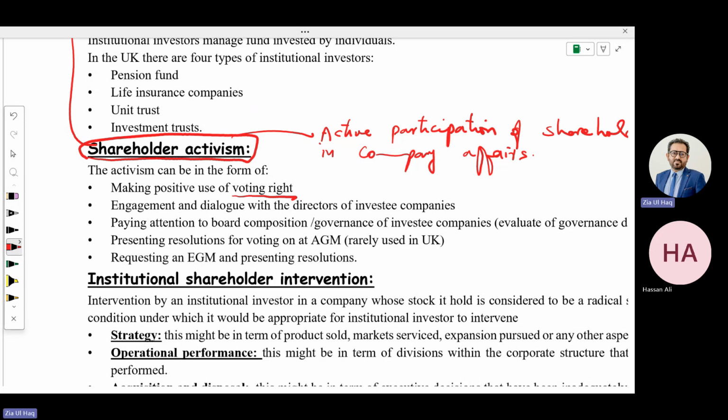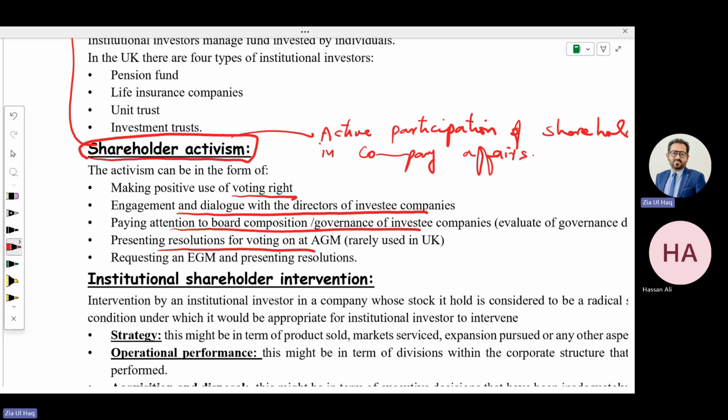Where else they perform an active role: engagement and dialogue with directors of the investee company. If they are asking any question, or raising any concern with the directors for any issue, they are participating actively in company affairs. Also paying attention to board composition: who should be the directors of the company, who should be the CEO, who should be the chairman. These people are selected through shareholder voting. This means they are playing an active role in the affairs of the company.